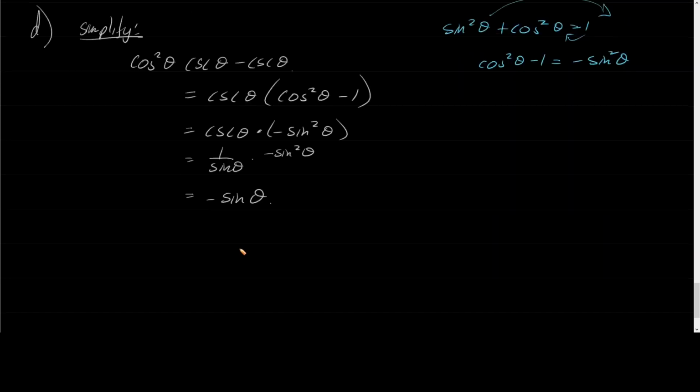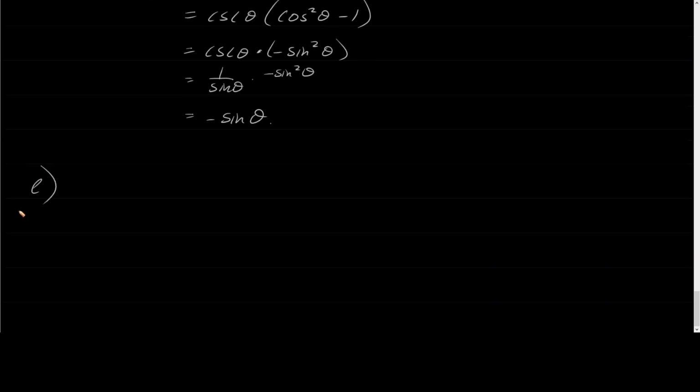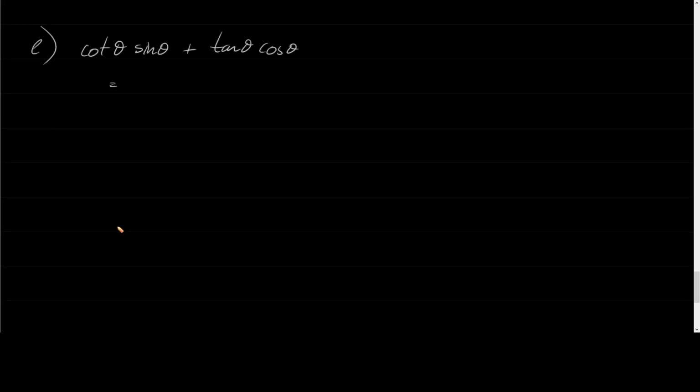Let's look at another one. Same instructions. We're going to simplify something like this. Let's say that I've got cotangent theta times sine theta plus tan theta times cosine theta. In here, the very first thing I'm going to do is, I see that we're working with cotangent and tangent, as well as sine and cosine. So I'm just going to rewrite everything in terms of sines and cosines.